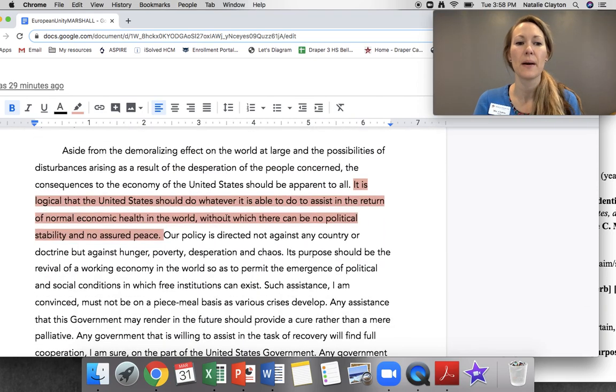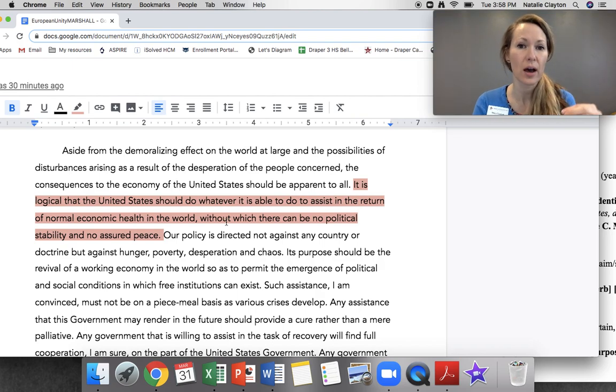Oh, there's a hint, pink. He talks all about Europe and the devastation that they've had, but he says it is logical that the United States should do whatever it is able to do to assist in the return of normal economic health in the world, without which there can be no political stability and no assured peace. So really, Marshall is stating that the United States should assist Europe from their devastation, they should help.